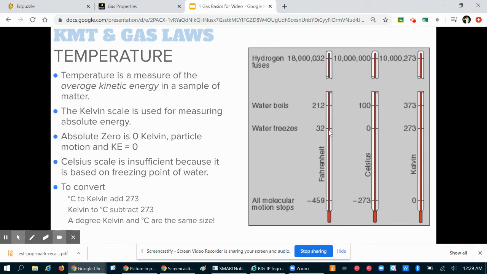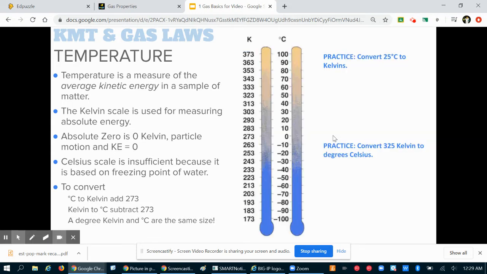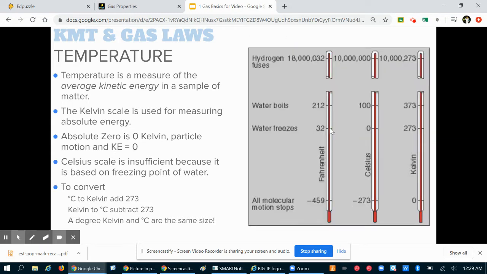Even less useful is the Fahrenheit scale when it comes to looking at the energy of particles, because the Fahrenheit scale is based on something that's not even really the freezing point of water. It's at 32. So absolute 0 is 0 Kelvin. The Celsius scale really isn't sufficient.